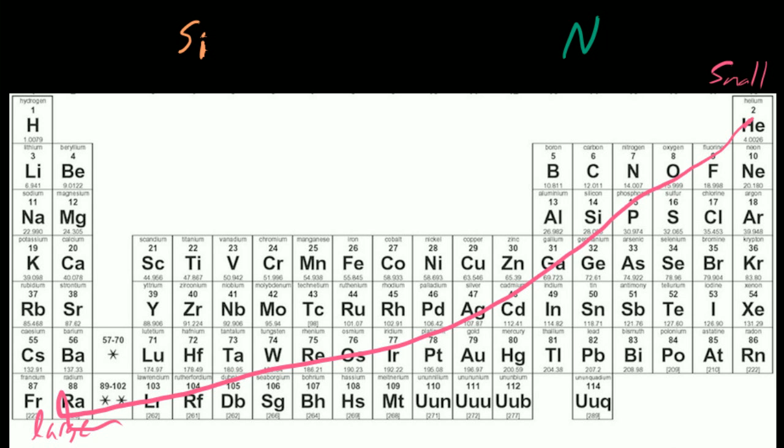So if we look at the two elements that we were given, silicon is going to be right here, and nitrogen is going to be just up and to the right. So which one of these is going to be larger? Well, it's going to be silicon, right? Because as you look at our trend, we've got smaller atoms up here to larger atoms down here. So the element with the larger atomic radius is going to be silicon. We've got time. Let's do one more of these.